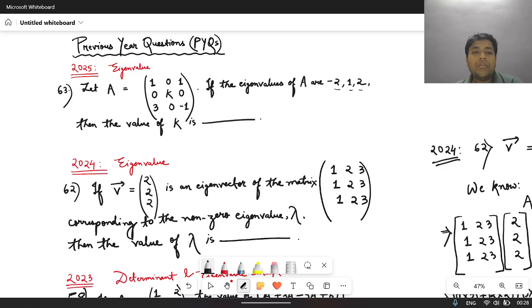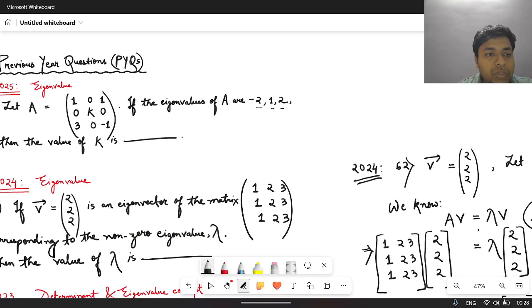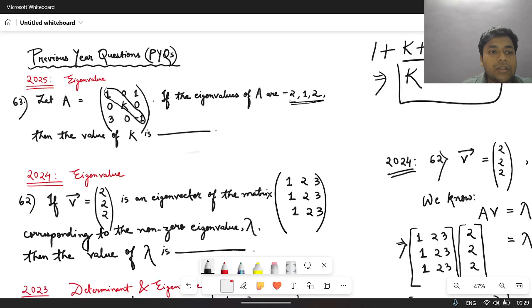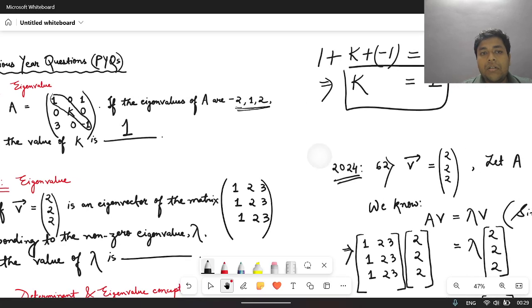So which property can we use? We can use the first property. What was the first property? The sum of all the diagonal elements, 1 plus k plus minus 1, these are the diagonal elements, is equal to the sum of the eigenvalues. Right. See, the answer came in one line. So this value of k is 1. Done.